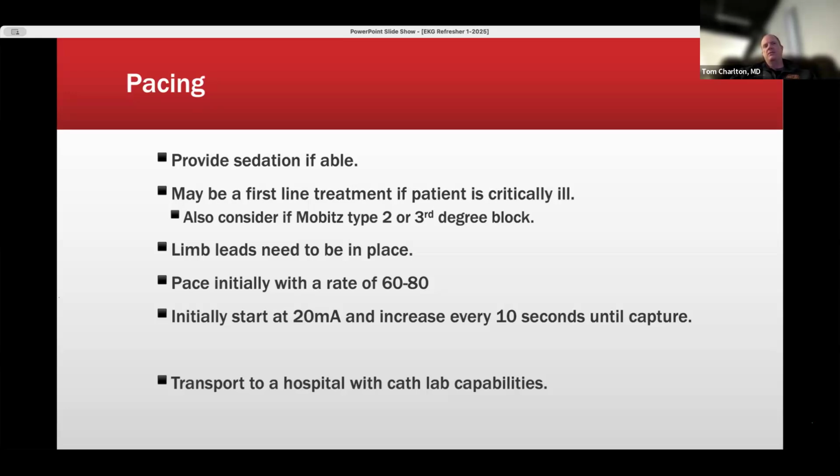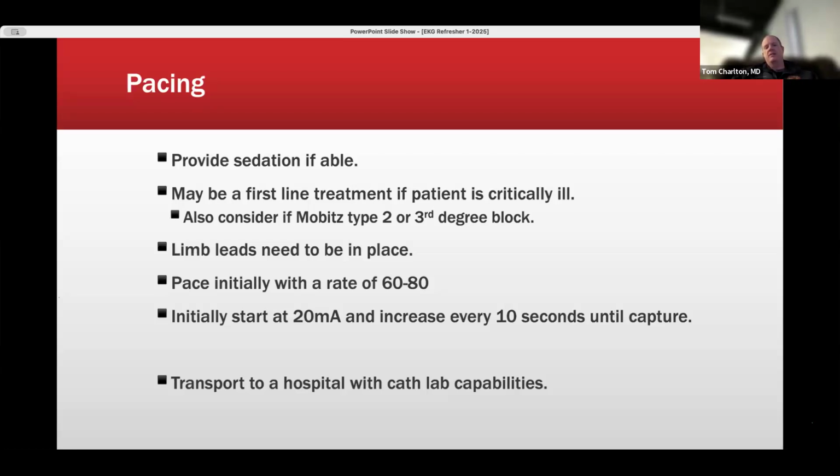What I do is once I get capture, I turn it down until I lose capture, all right? I then slowly turn it back up until I regain capture. Now I know, really fine-tuned, this is how much energy I need to deliver to get capture. But we need a buffer in there as well. So I typically will turn this up another 10 to 15 milliamps.